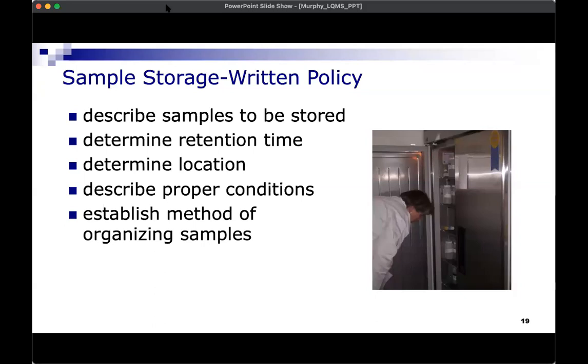So again, this is really up to the individual labs to think about what's going to work best for them, how long they need to keep samples. Maybe some samples are only stored for a day, maybe some samples are stored for a week. Whatever the policy is for your lab, make sure you have it documented very clearly, again, to take the guesswork out of anything.